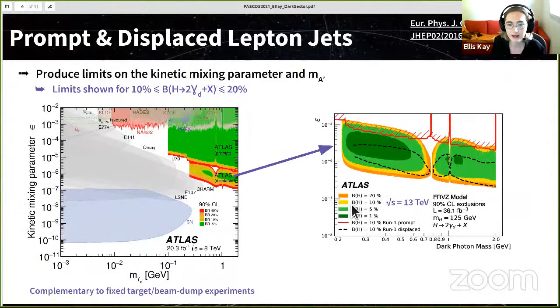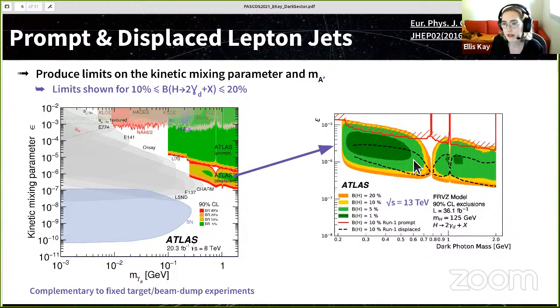So unfortunately, we didn't see any excess over the standard model in this search, but we set limits on the branching of the Higgs and the mass of the dark photon. And here what I'm showing is actually interpreted in the case of the mixing parameter. So first, if we look at the plot on the right, the shaded colored regions represent different Higgs branching fractions, and these are the excluded areas in the dark photon mass and the mixing parameter.